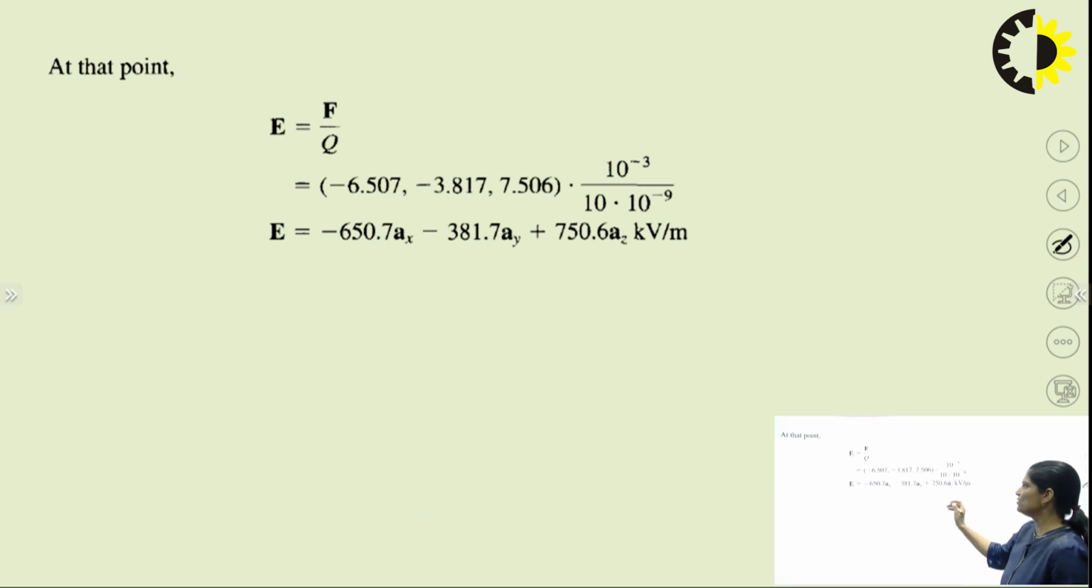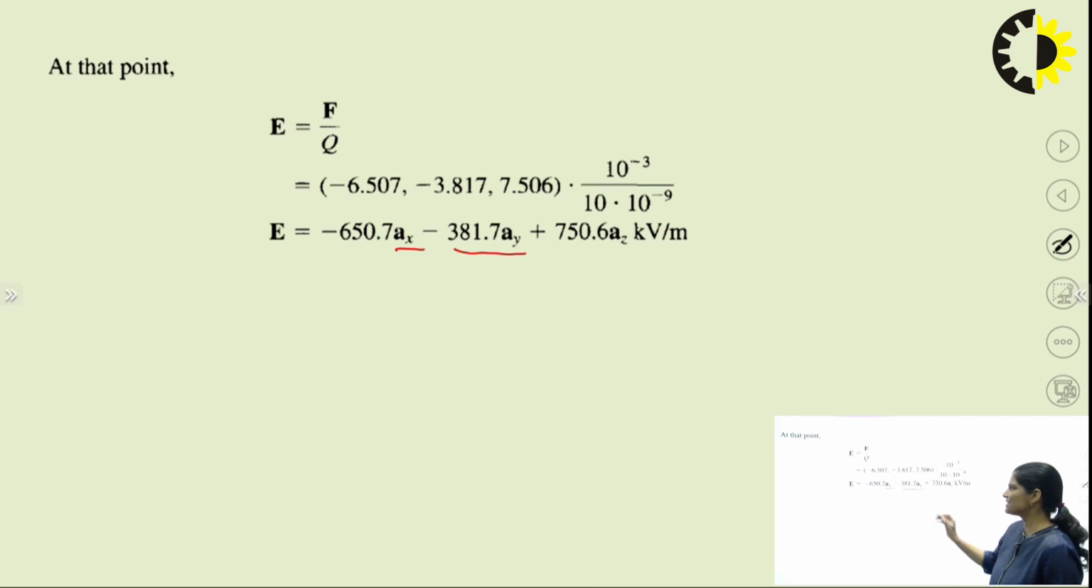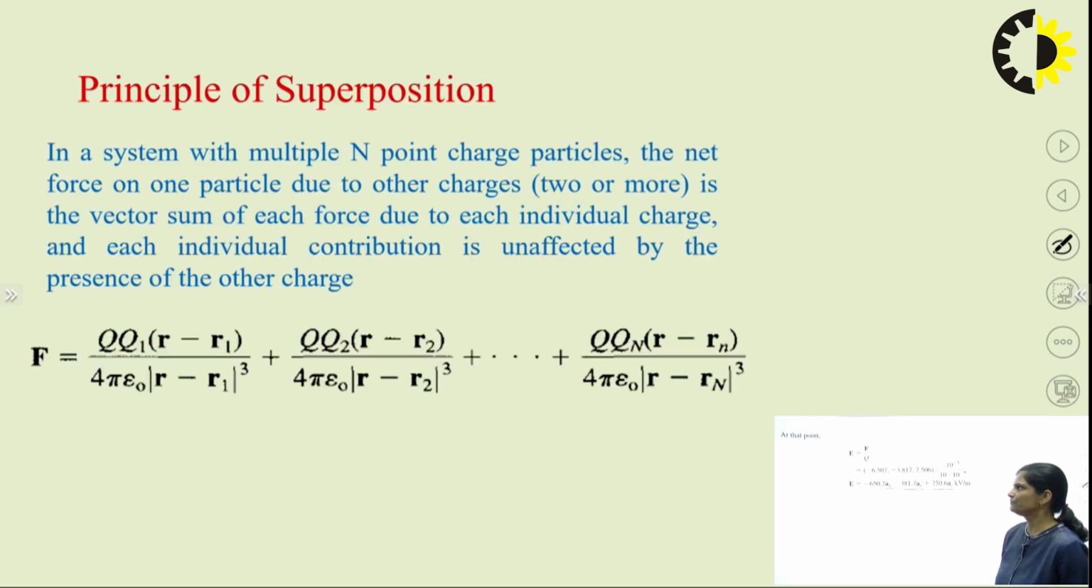So put all these values and you can find out the electric field intensity is equal to minus 650.7 unit vector of x minus 381.7 ay plus 750.6 az kilovolt per meter. So this is the electric field intensity.